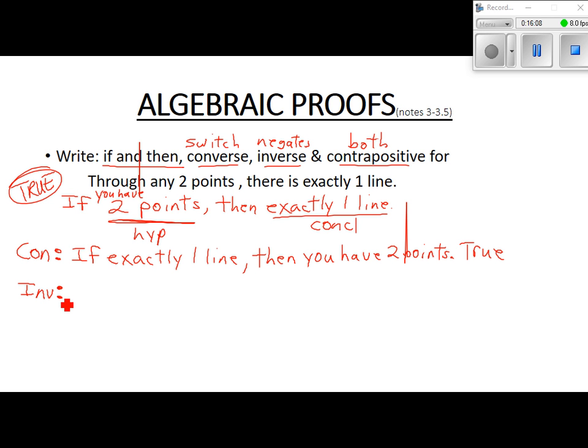Inverse, what's the inverse do? Negates it, so how am I gonna write it? You're gonna write if you don't have 2 points, then what? There's no line. Then there's not one more. All right, then not exactly one line.